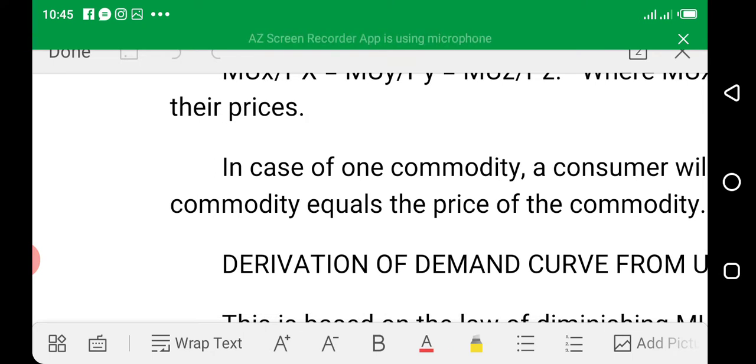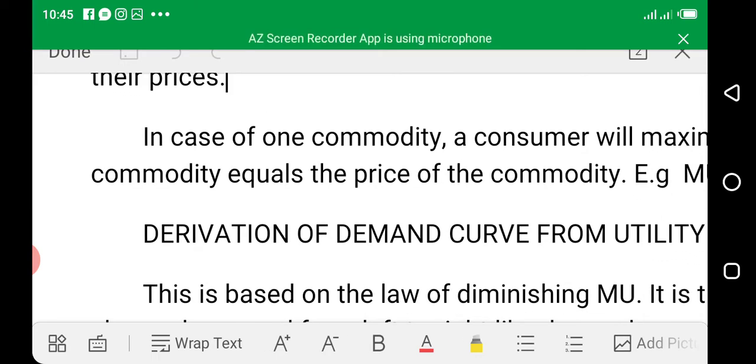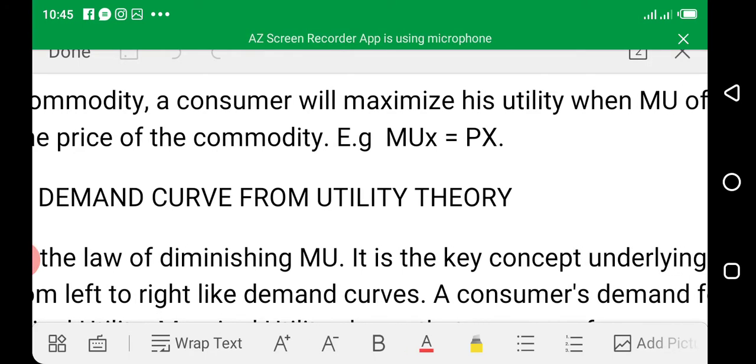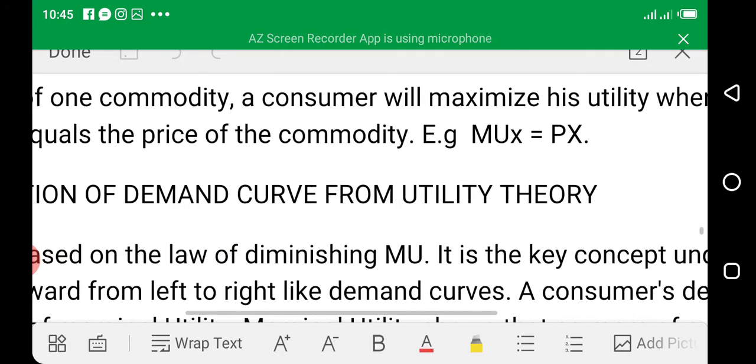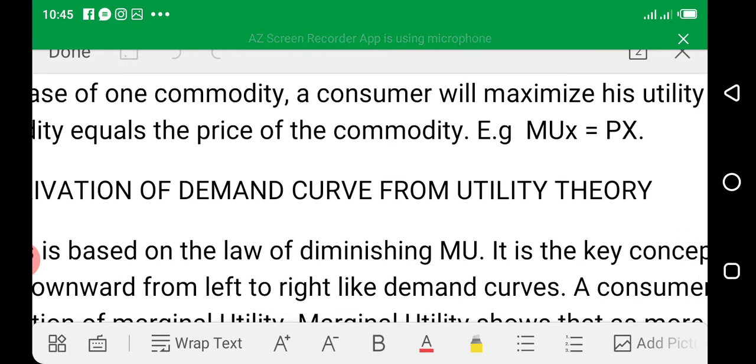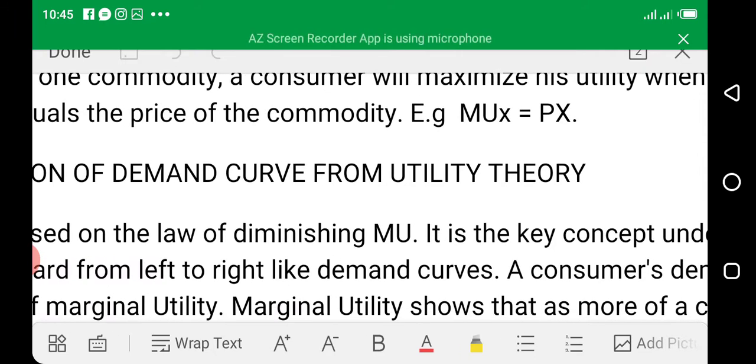In the case of one commodity, that is where we have only one commodity, a consumer will maximize utility when the marginal utility of that commodity equals the price of that particular commodity. So it will be only one product, and the consumer will maximize utility when the marginal utility derived from that commodity is equal to its price.